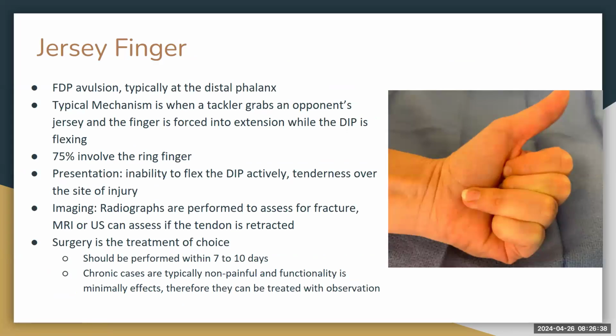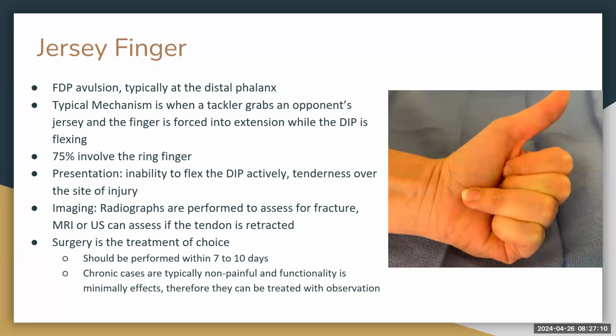Next, jersey finger. This is something I don't know if anybody's ever seen this year, but FDP avulsion. So it's typically the distal phalanx. And the mechanism is when somebody's going to grab a jersey and the finger is forced into extension while the DIP is flexing and trying to grasp. Most commonly at the ring finger, 75%. So they have the inability to flex that DIP actively and tenderness over the site where the avulsion occurred.